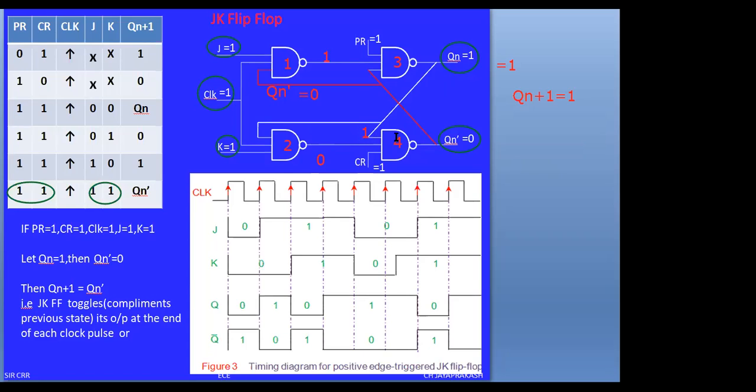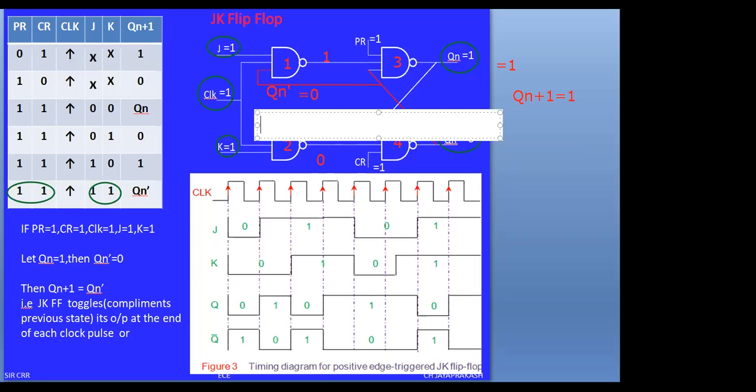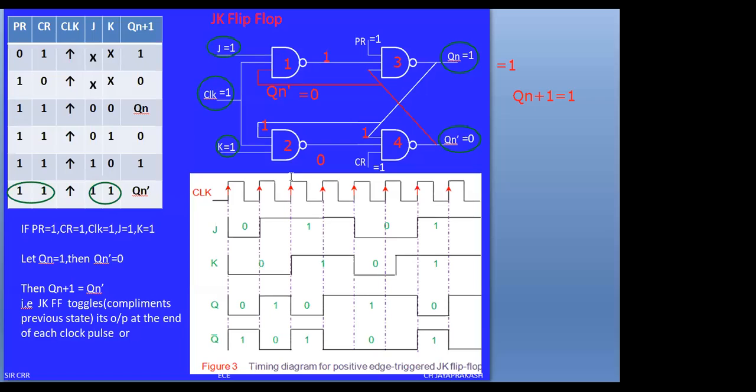When you check NAND gate 4, one input is 1, clear equals 1, and the third input is waiting for NAND gate 2. If you observe, the same logic one is applied to NAND gate 2 also.